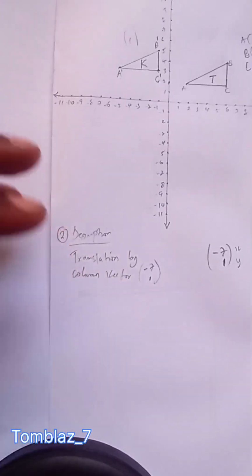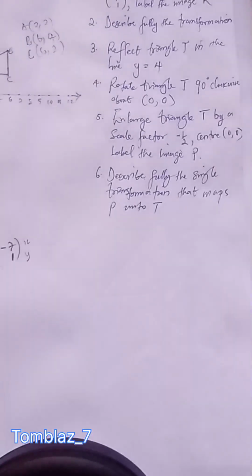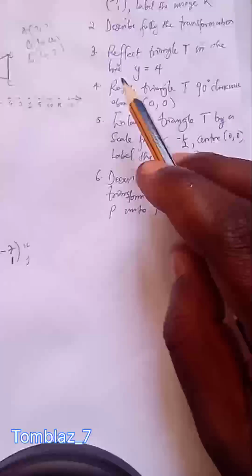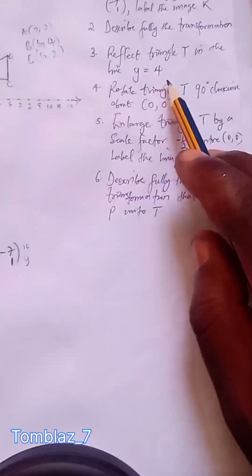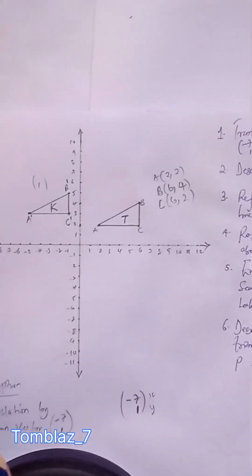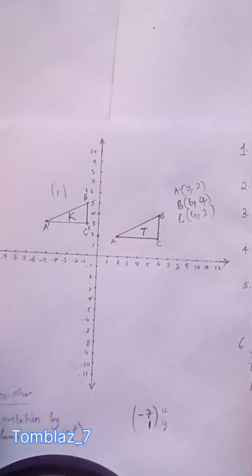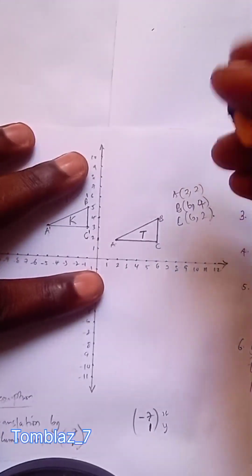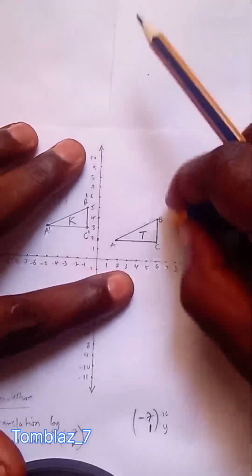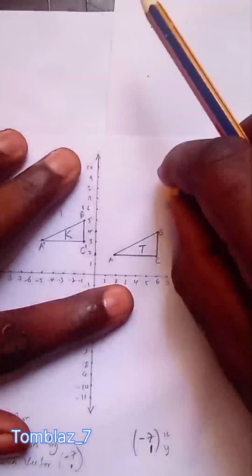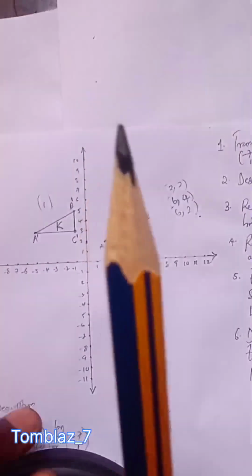Okay, so let's go to the next question. The next question said we should reflect triangle T in the line y equals plus 4. So let's go there now. Since I'm done with this, I can take this off. I don't want the work to be too dirty. Okay, so let's take this off.